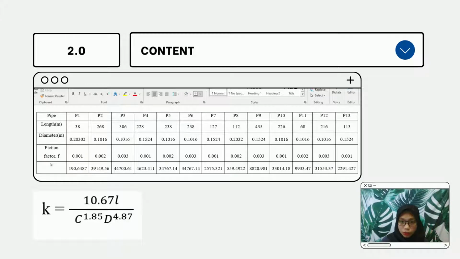From the table here, we show the data that are already given in the task, such as length, diameter, and friction factor, that we already converted into meters. The K value is derived from the formula K equals 10.67 times length over Hazen-Williams coefficient to the power of 1.85 times diameter to the power of 4.87. We assume the Hazen-Williams coefficient of the pipe that we use to find K is 100 for cast iron, 10 years old.